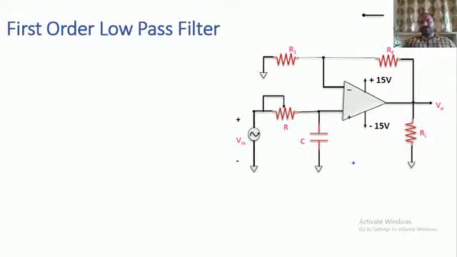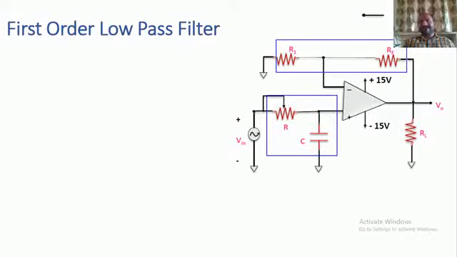In this circuit, the RC component is acting as a low pass filter, and these two elements are acting as feedback elements, and this one is acting as a load. Okay. So across the load resistor, we are taking the output voltage. Then R1 and RF are both acting as feedback elements.